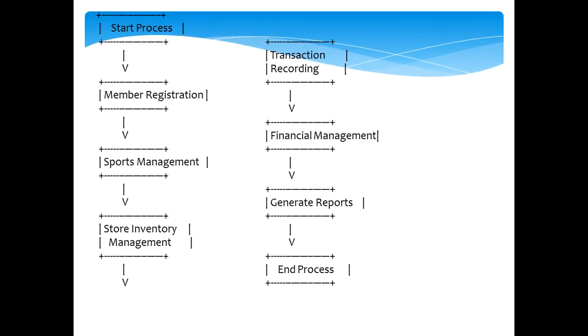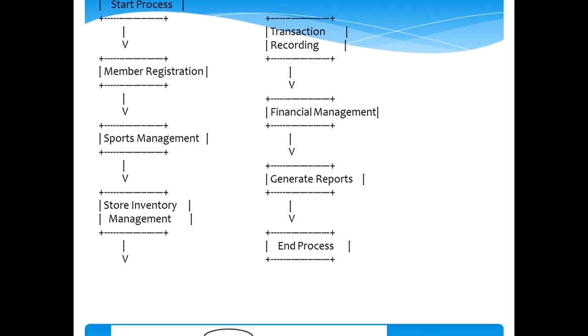Like, for example, this is just a summary of how the system flowchart looks like. That is for Maringo Sports Club. So it is start, then you do member registration. Once you do member registration, you go for sport management, then store inventory management, followed by transaction recording, financial management, then generation of reports, and then the flowchart ends. So this is just a summary of what is going on.